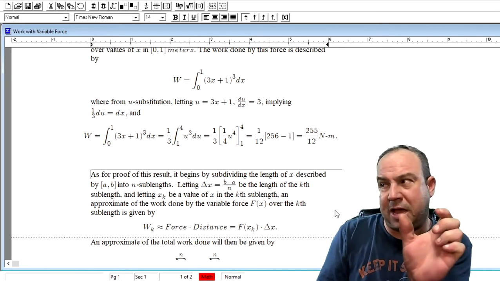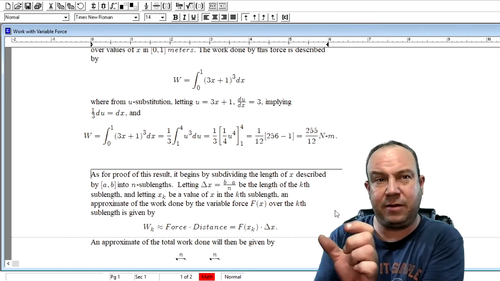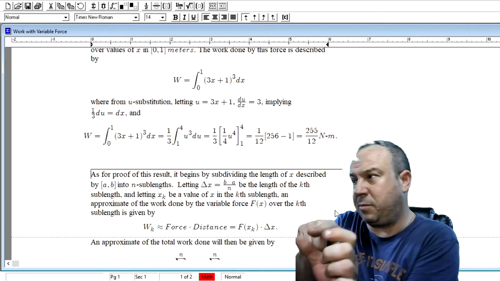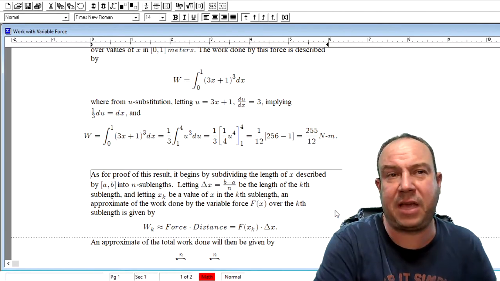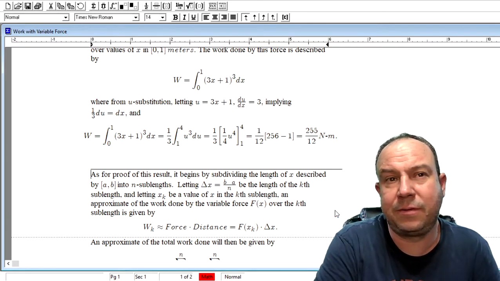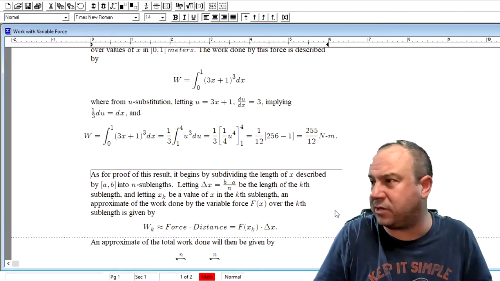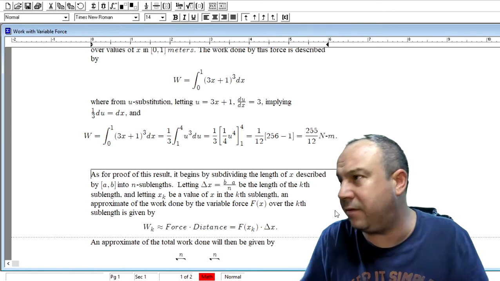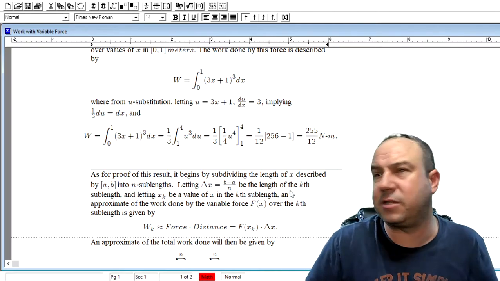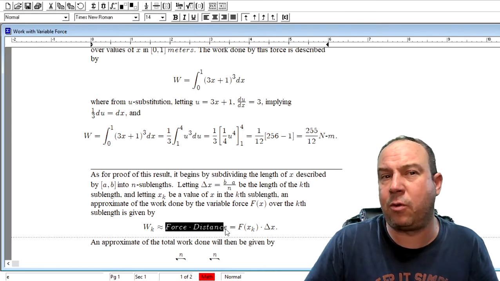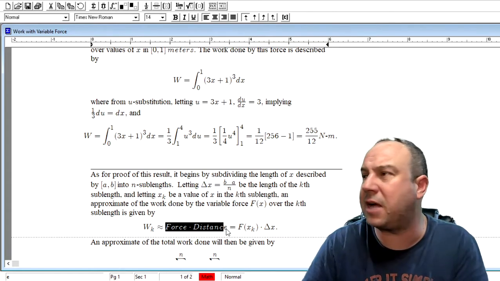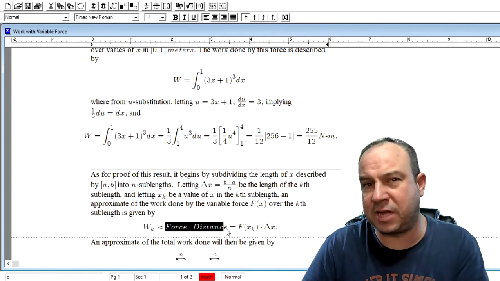Delta x is going to be how long each of those sub-lengths are, and x sub k is just going to be a value of x in each of those sub-lengths. And if we want to approximate the work done by the variable force f of x over the k sub-length, well, that's just going to rely on our understanding that work is force times distance, or it can be approximated in this case as force times distance.